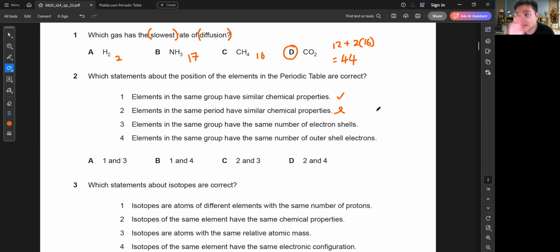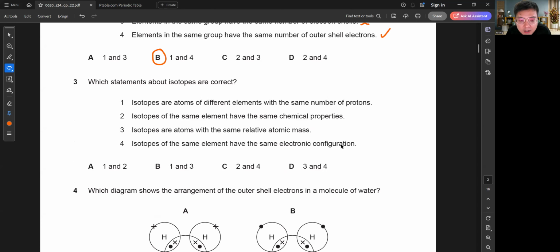Elements in the same period? No, because all of them have different valence electrons, because a period goes horizontally. A group goes from up to down. A period is from left to right. So it's not correct. Elements in the same group have the same number of electron shells? No, a period has. Elements in the same group have the same number of outer shell electrons? Yes, because valence electrons are the final layer. So clearly 1 and 4 should be very easy, all right?